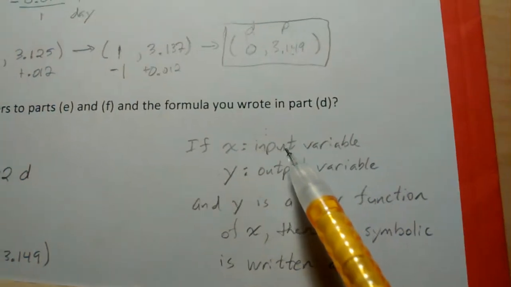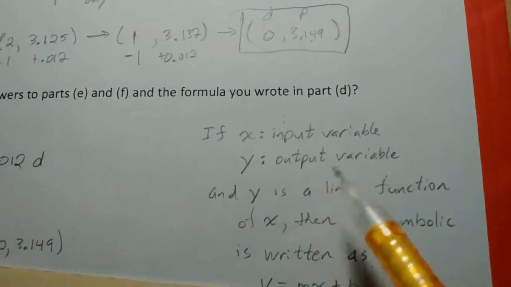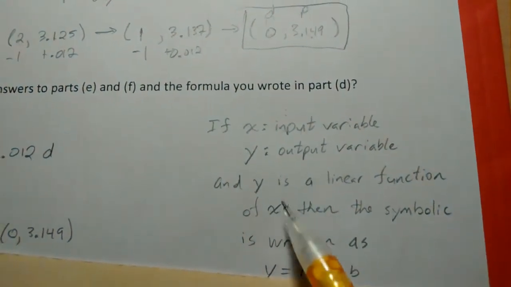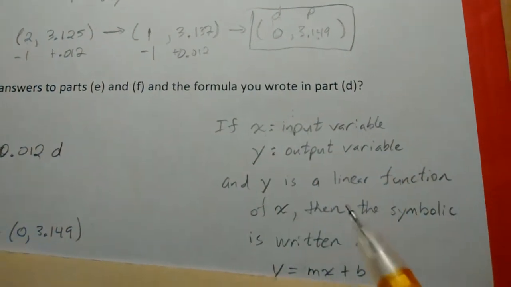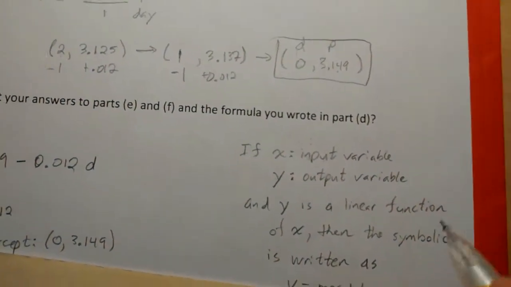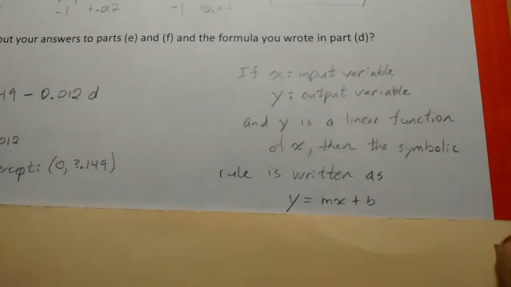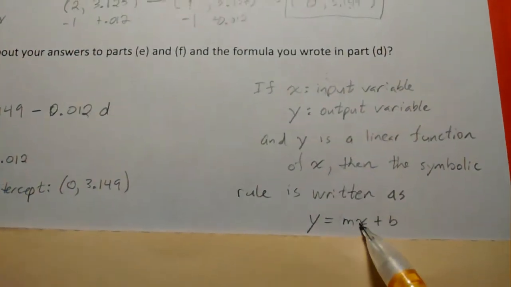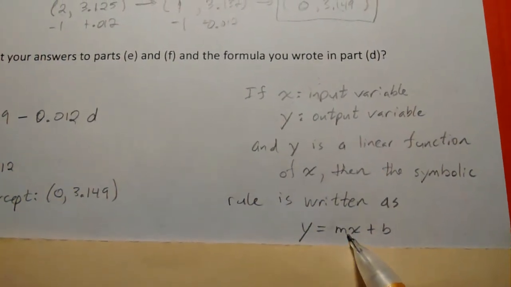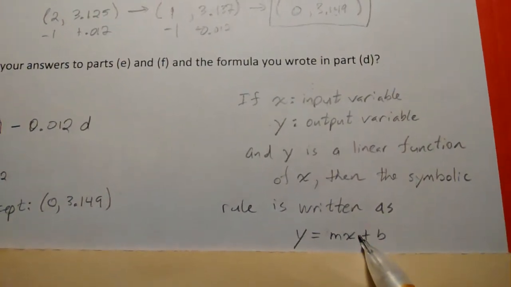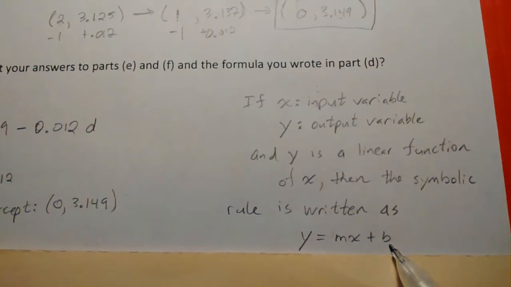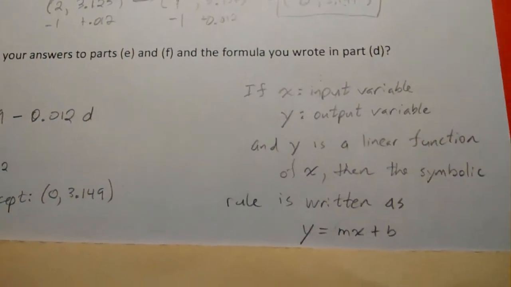If x is the input variable and y the output, and y is a linear function of x, meaning this is a linear function of that, then the symbolic rule, I guess I should have written that, is written as this. The output variable equaling the input variable with the slope attached to it as the coefficient, and then the constant term without the variable is actually the second half of your vertical intercept.